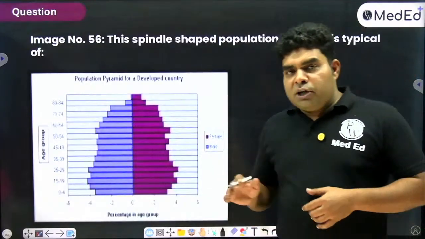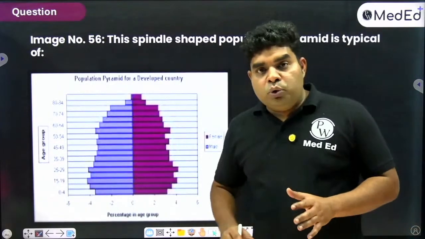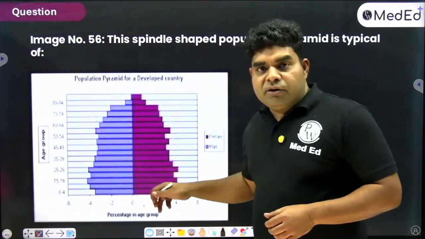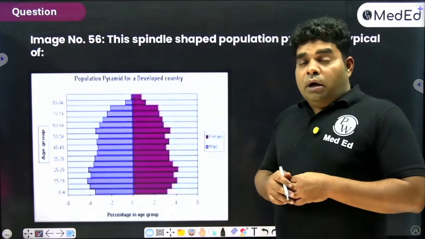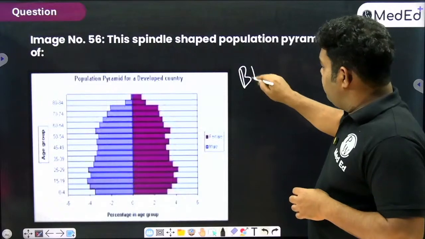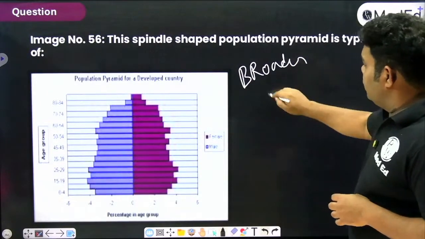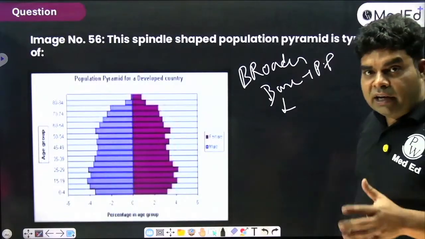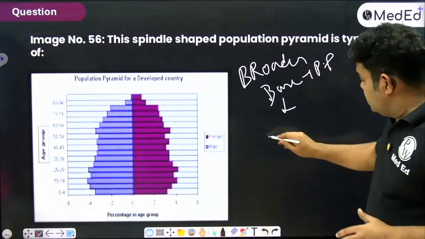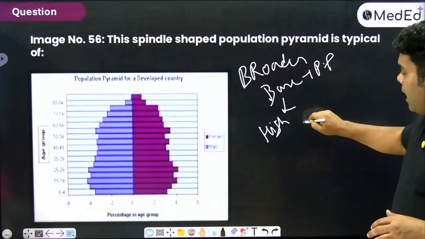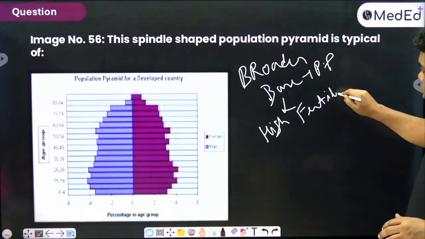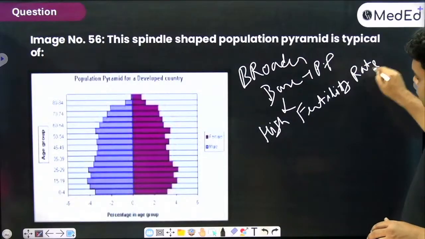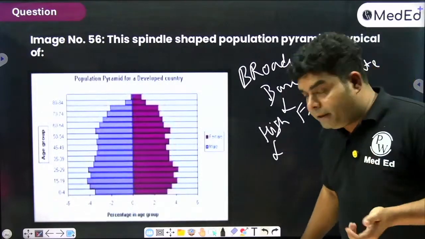This is the population pyramid. It doesn't just tell about age, it also tells about sex distribution. Like here, male and female, you use sex also. And they have asked this question: a broader base population pyramid, is this showing a high fertility rate or low fertility rate? So if there is a broader base, it is a high fertility rate. And this high fertility rate population pyramid is the population pyramid for a developing country like India.